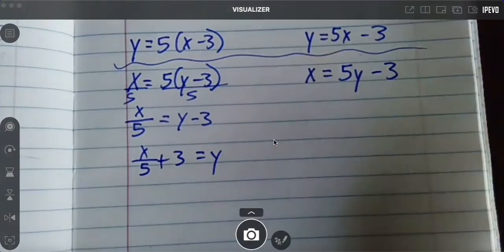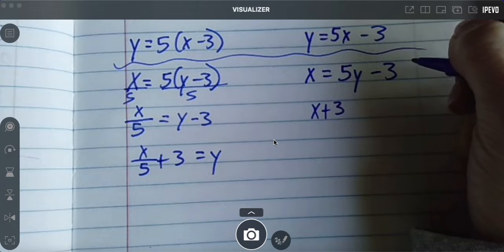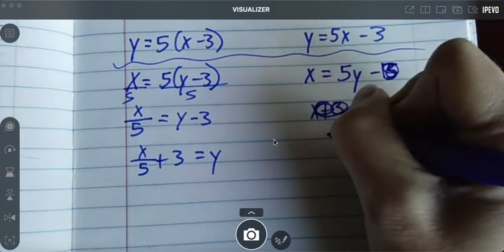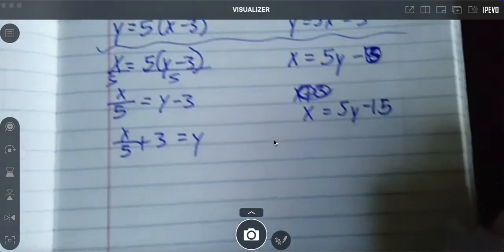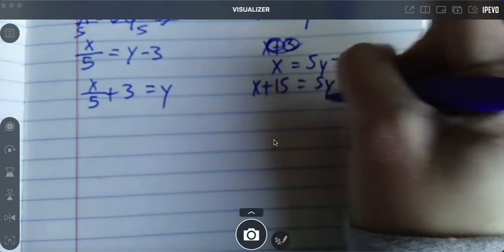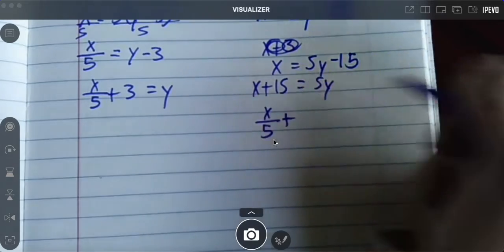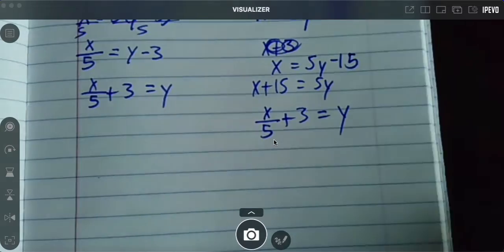Okay, same thing here. You could have added 3. I didn't do 15, did I? No. 15. See, I did 15. Yeah, it's 15. I don't know why I did that. X equals 5y minus 15. Okay, then you would have added 15. And then what? Divide by 5. So x over 5. What's 15 divided by 5? 3. So see how you get the same? You get the same thing.